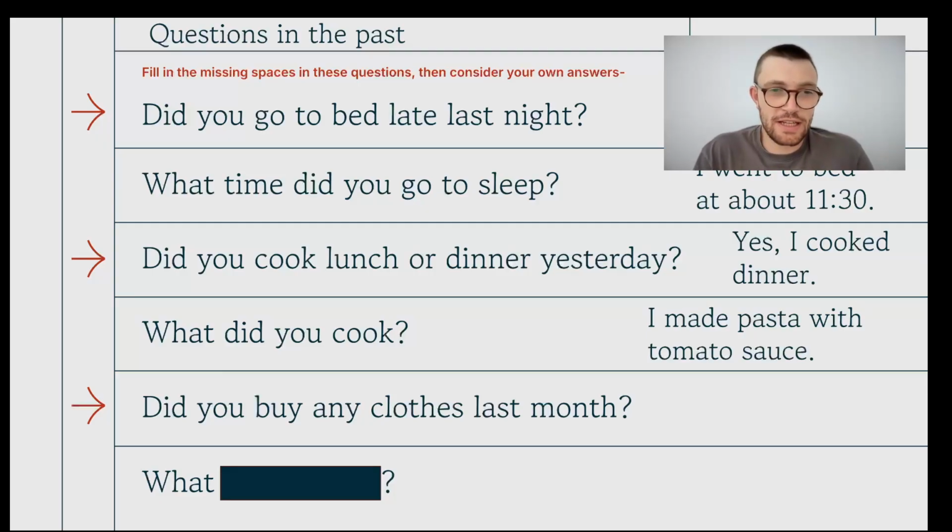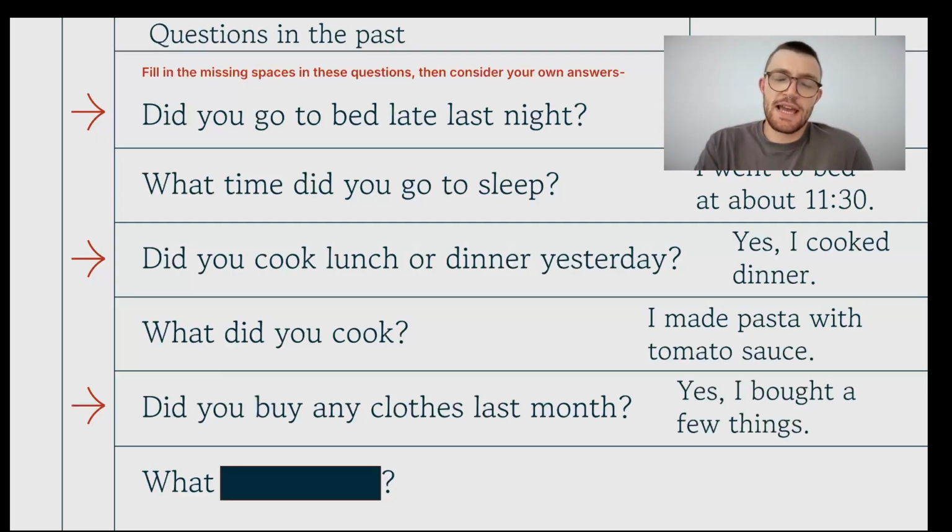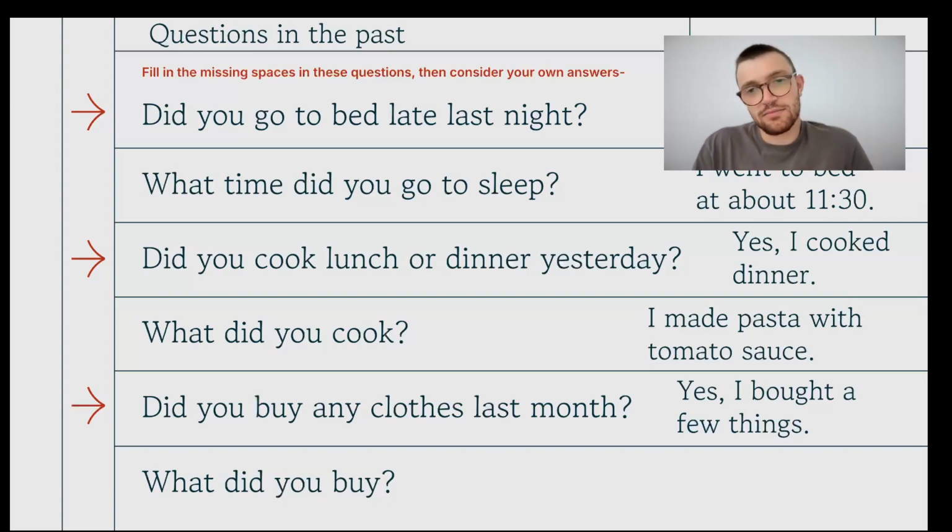This last question here then is, did you buy any clothes last month? My answer here, yes, I bought a few things. So not very many. I bought a few. And then the follow-up question would be, what did you buy?